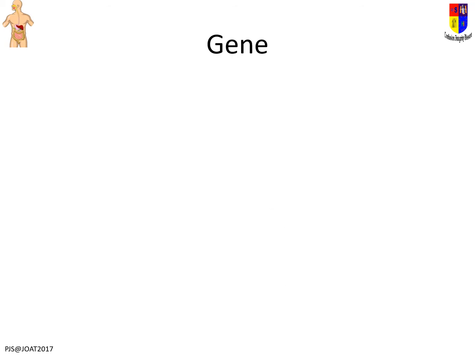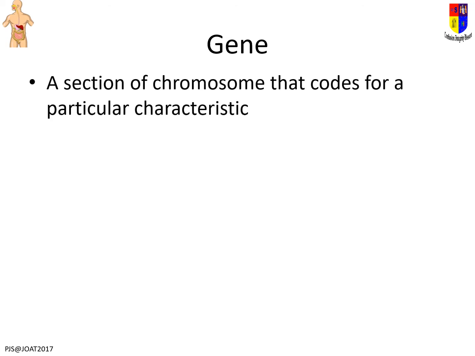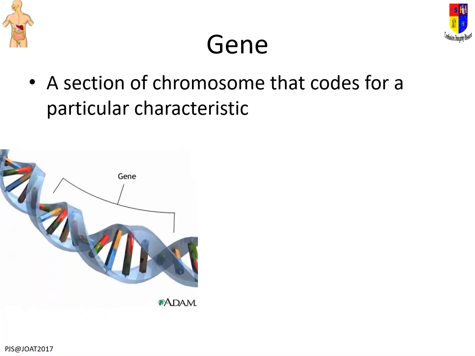Right, so we'll start with the word gene, because that's going to be rather important for genetics. So this is a section of your chromosome that codes for a particular characteristic. We've already looked at that term and we've mentioned it when we've talked about chromosomes anyway, so it's essential that we have this in your head.